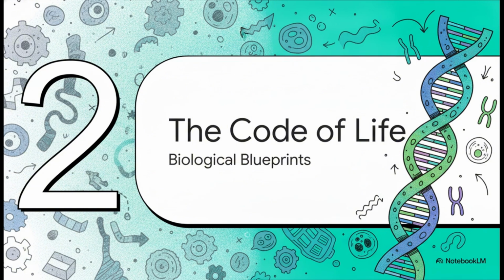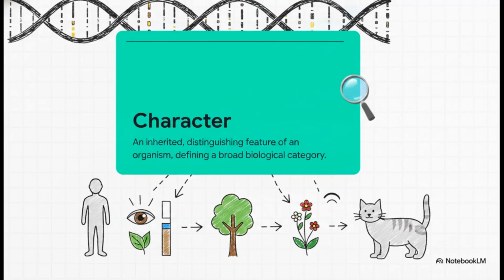Section 2. The code of life. When we look at genetics, the blueprint becomes incredibly sophisticated. Here, we really need to understand the difference between a character and a trait. A character is an inherited, distinguishing feature that appears across a whole group of organisms. A trait, however, is a unique variation, a highly specific condition or state of that character. Think of a character as the overarching category, and the trait as the specific setting applied to that category.